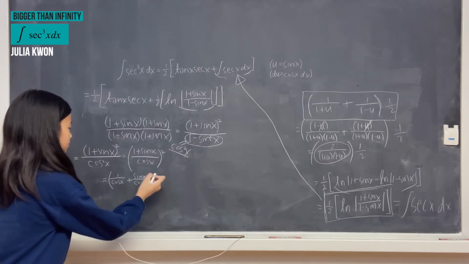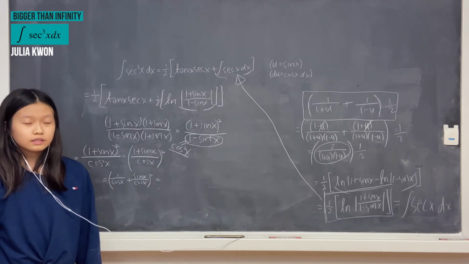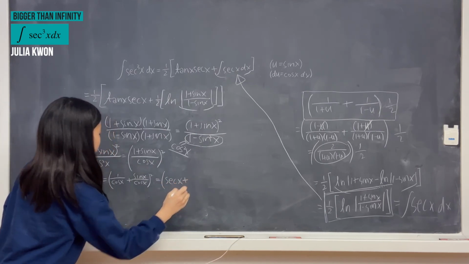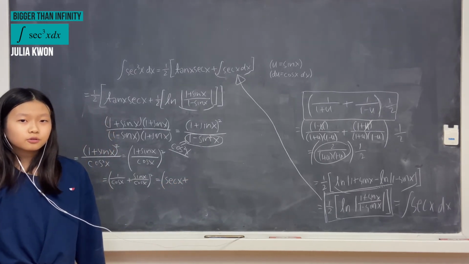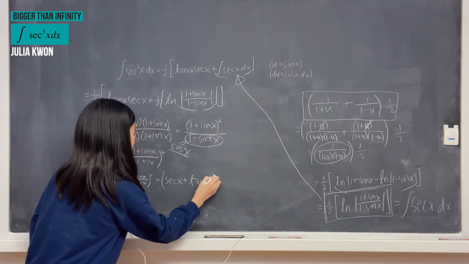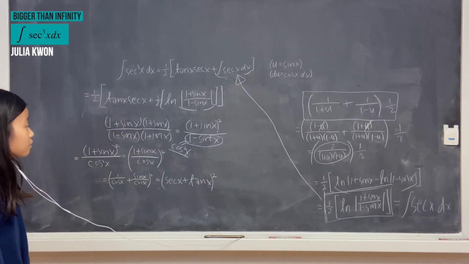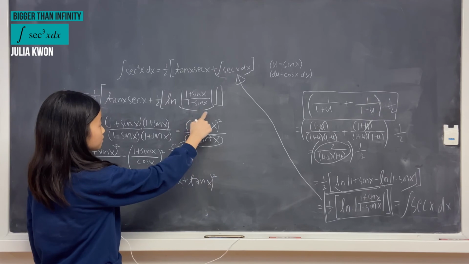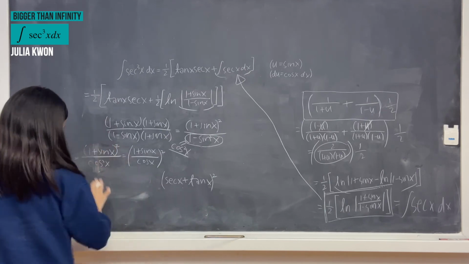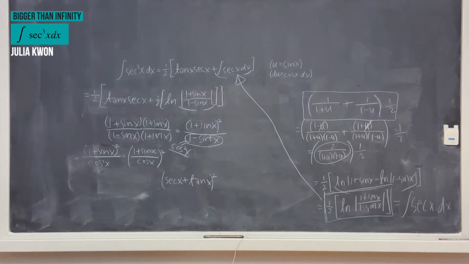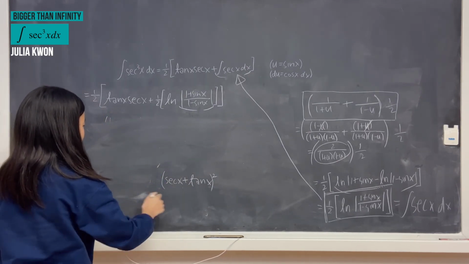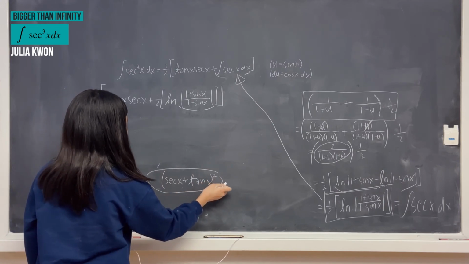Now 1 over cosine x is equal to secant x. And sine x over cosine x is equal to tangent x. And square the whole thing. And now it got a lot simpler. So I'll just substitute what we just got into here.